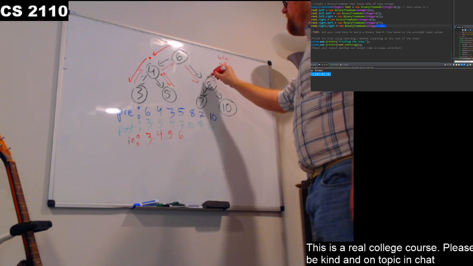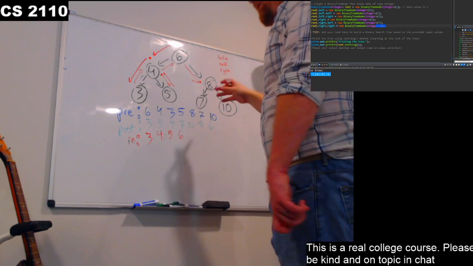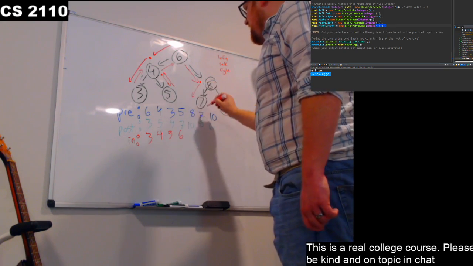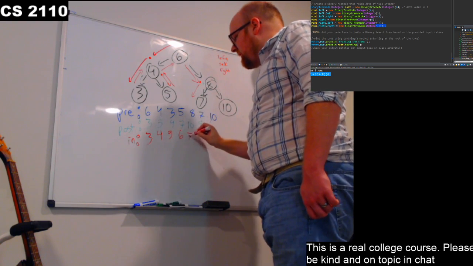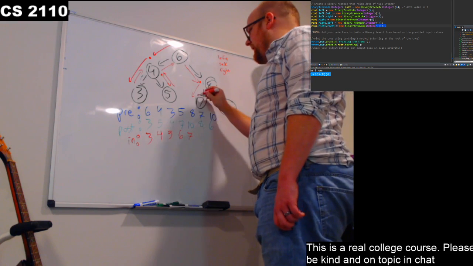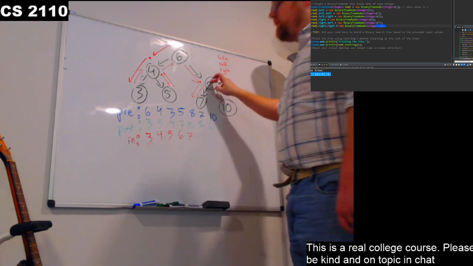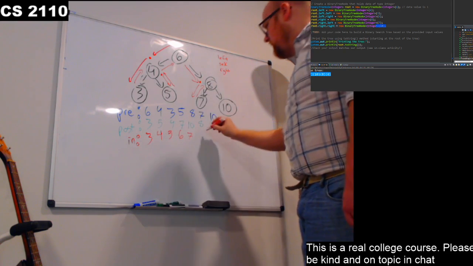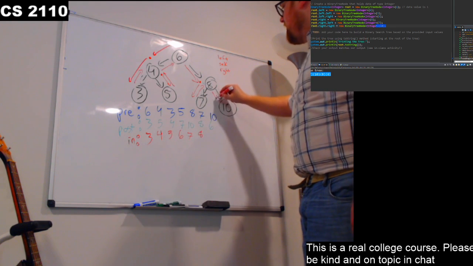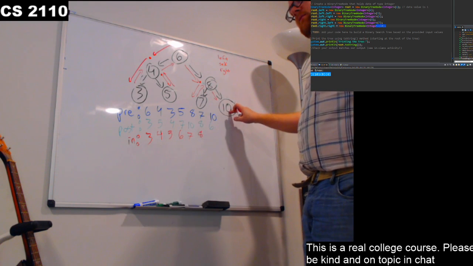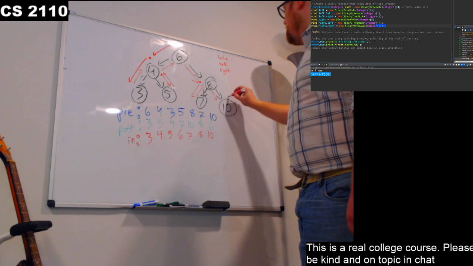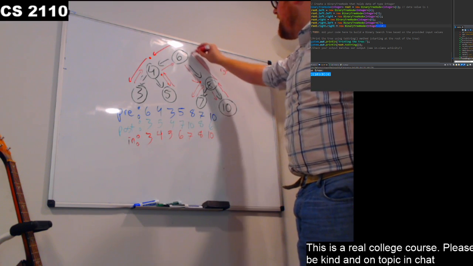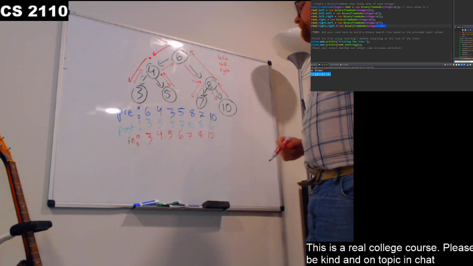We visit 8, but before we actually visit 8, we're going to go down the left again. Now we're at 7. 7 has no left child, so we visit 7. 7 has no right child. We recurse back up. Now we're done with the left side of 8, so we visit 8. Then we go down the right side. We're at 10. 10 has no left child, so we visit 10. Then we recurse back up, and we're done.